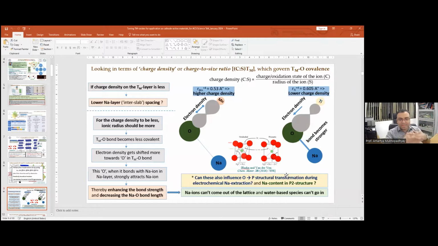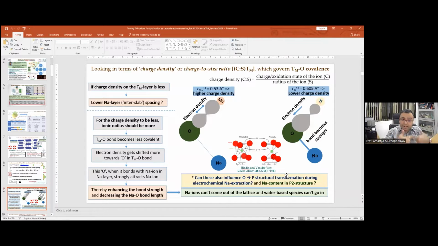Now the cathode side is a challenge, because even in the lithium ion system, when we are going to high nickel containing lithium NMCs, they are also hygroscopic, so they are not stable in water. So one is forced to use NMP.